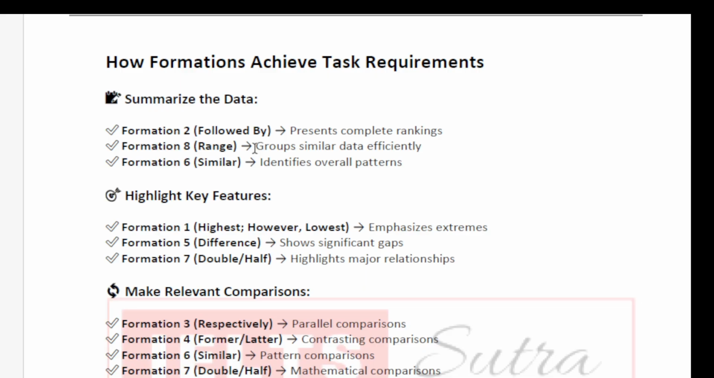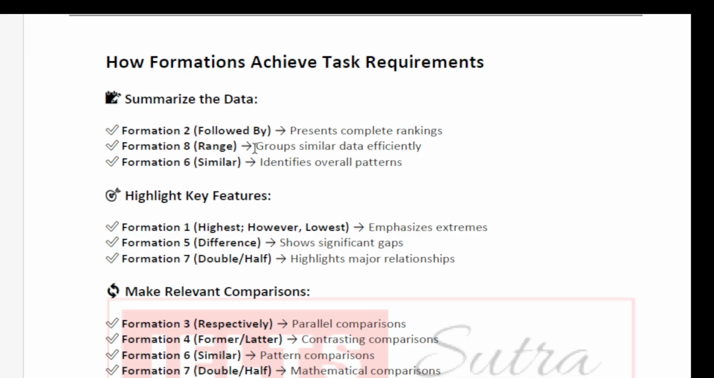For highlighting key features, we are using the highest and lowest formation, formation number 1, where we are focusing on the highest and lowest points. We are using formation number 5, the difference formation, and formation number 7, the double and half one, is being used to highlight features as well. It is also a formation that helps us to make relevant comparisons.